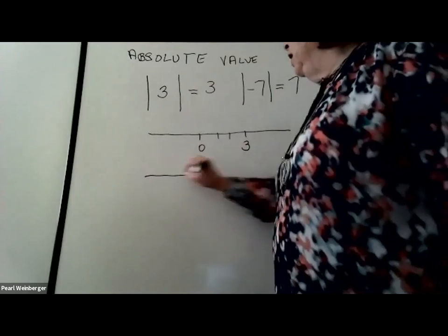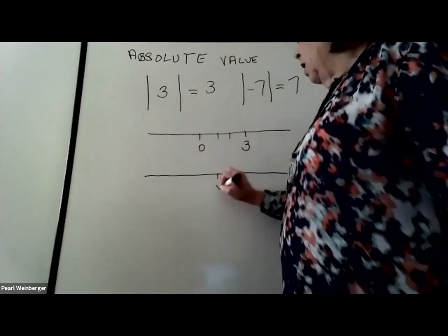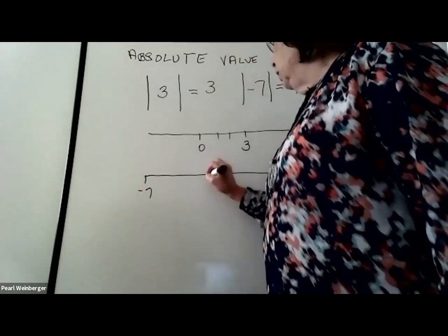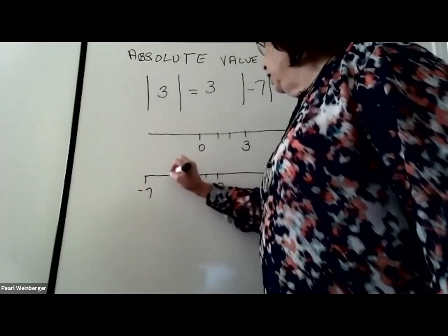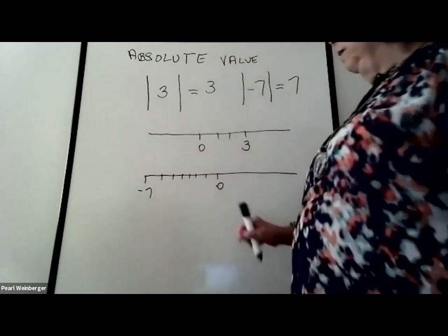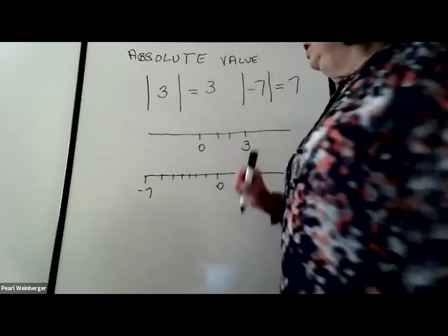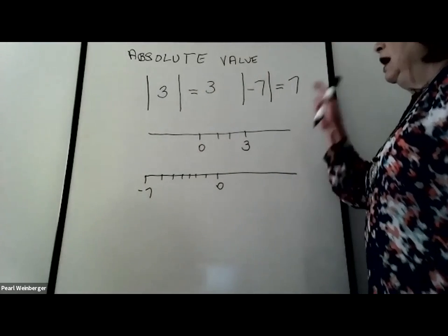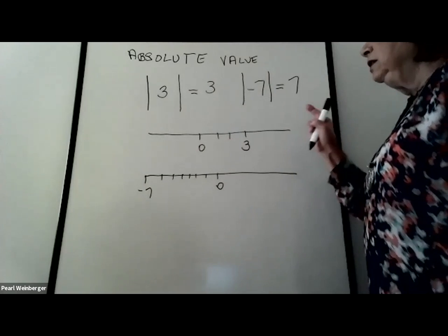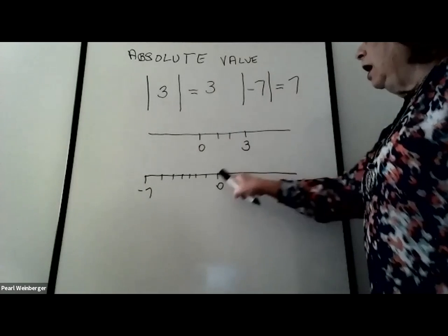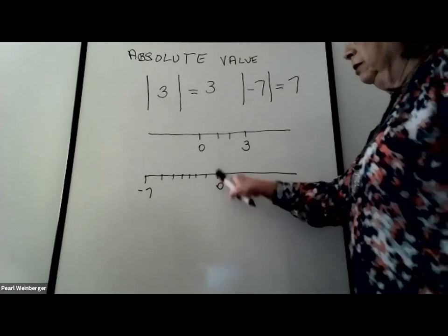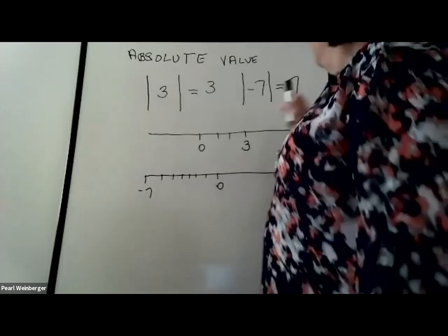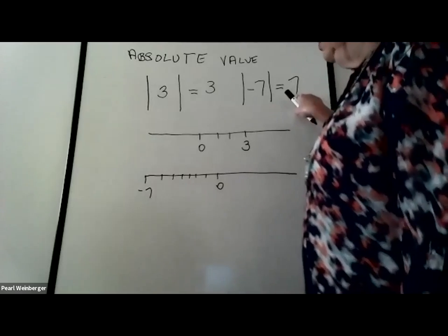When it comes to -7, here's -7 all the way over here. And 1, 2, 3, 4, 5, 6, 7, right? If I'm asking you what is the absolute value of -7, I'm asking you how many steps, how many spaces is it from the origin to -7? So if I count the steps, it's 1, 2, 3, 4, 5, 6, 7. In other words, it's 7.